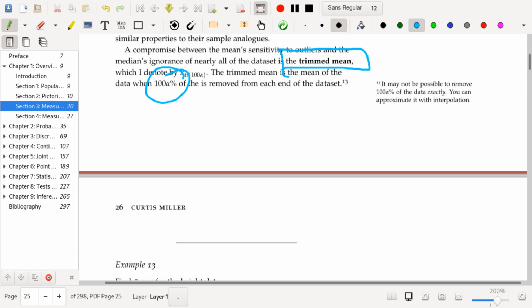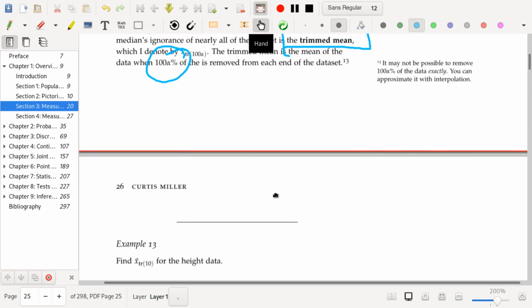10% of the numbers in this data set that are the smallest numbers and 10% of the numbers that are the larger numbers in the data set. That would be the trimmed mean where alpha equals 0.1, where you're trimming at 10% on each end. So the idea of the trimmed mean is throw out the outliers.